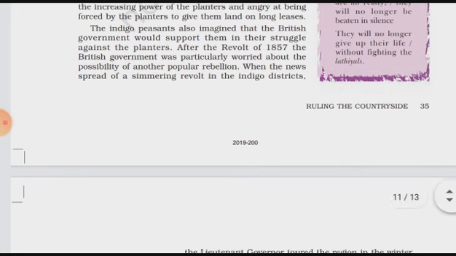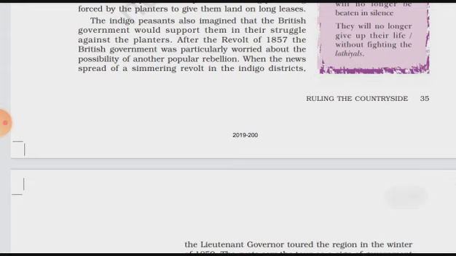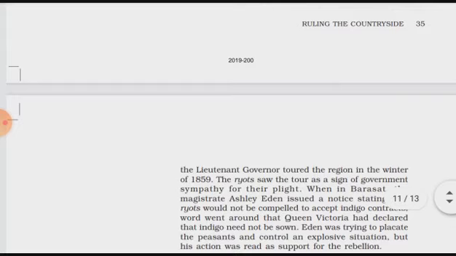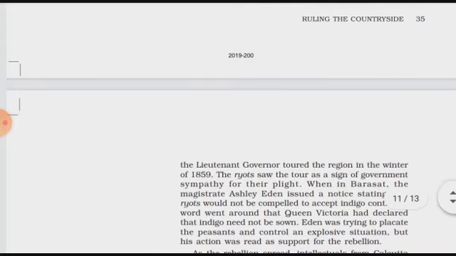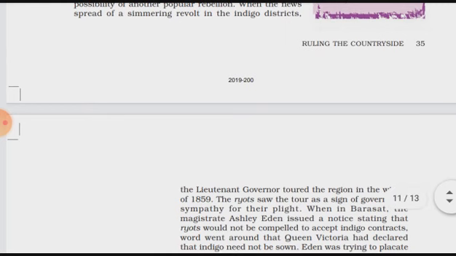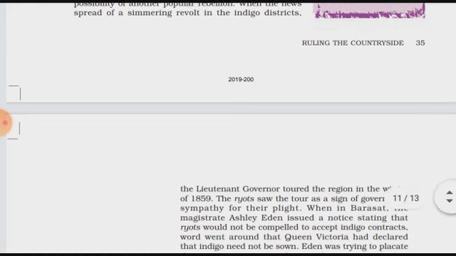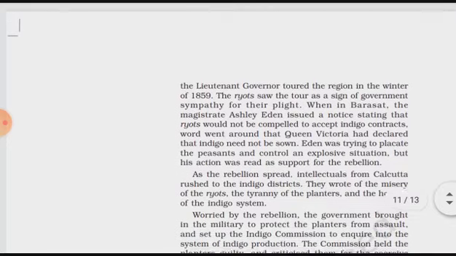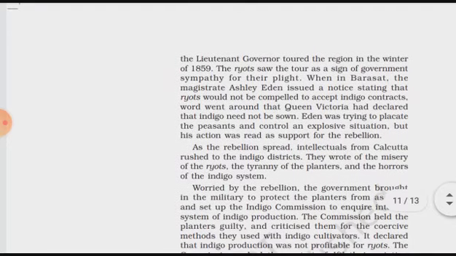upcoming years. When the news spread of a simmering revolt in indigo districts, the lieutenant governor toured the region in the winter of 1859. When this news spread, the British officials came to know about the revolt, which was mainly in the indigo districts, where indigo was cultivated and where the farmers were forced by the European planters to grow indigo. So the lieutenant governor toured the region in the winter of 1859.